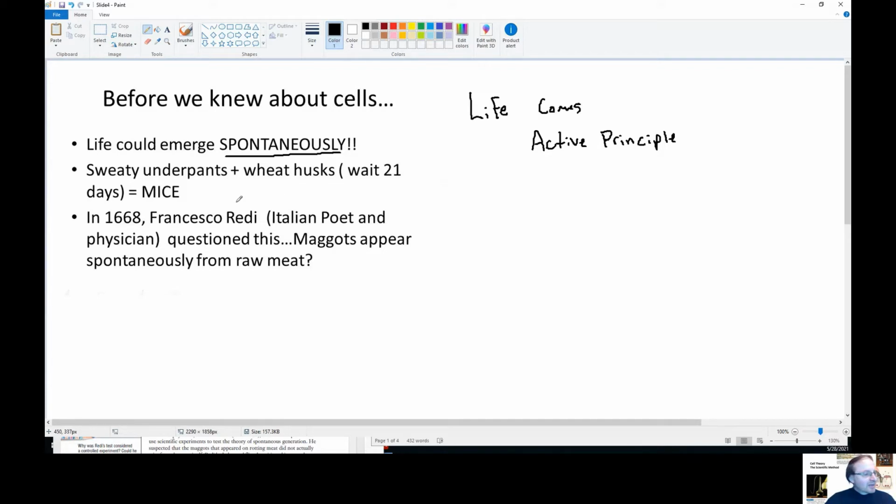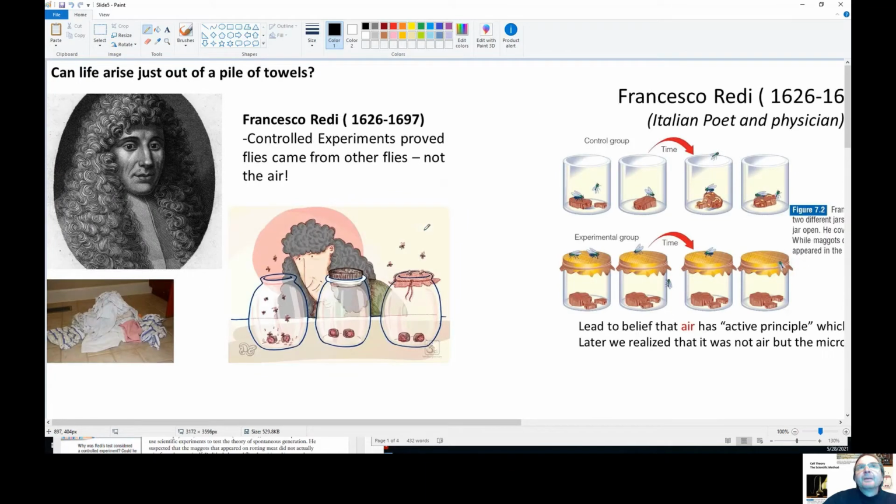Well, Francisco Redi comes along and basically says, maybe let's change this idea. He used the scientific method to find out if there is some active principle in the air, or is there something else? So let's take a look at what Redi did. All right, so can life arise just out of a pile of towels?